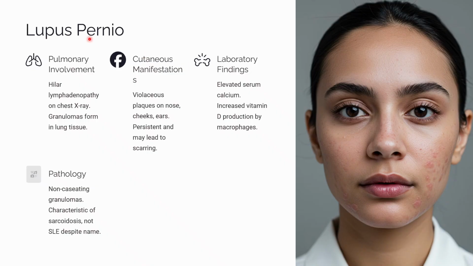What about lupus pernio? Lupus pernio is a dermatological feature seen in sarcoidosis. In sarcoidosis, we generally have hilar lymphadenopathy on chest X-ray. How will lupus pernio present? They will have violaceous plaques on the nose, cheeks, ears, etc. It is persistent and may lead to scarring. The other features of sarcoidosis, such as non-caseating granuloma, are all present. And there is an elevated serum calcium, due to increased vitamin D production by the activated macrophages which are present in those granulomas.